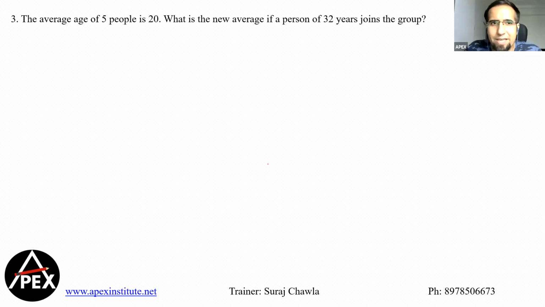Yeah, very easy question, guys. This is how the questions will be given to us. It says that the average of 5 people is given to us. This is how the data will be given to us.